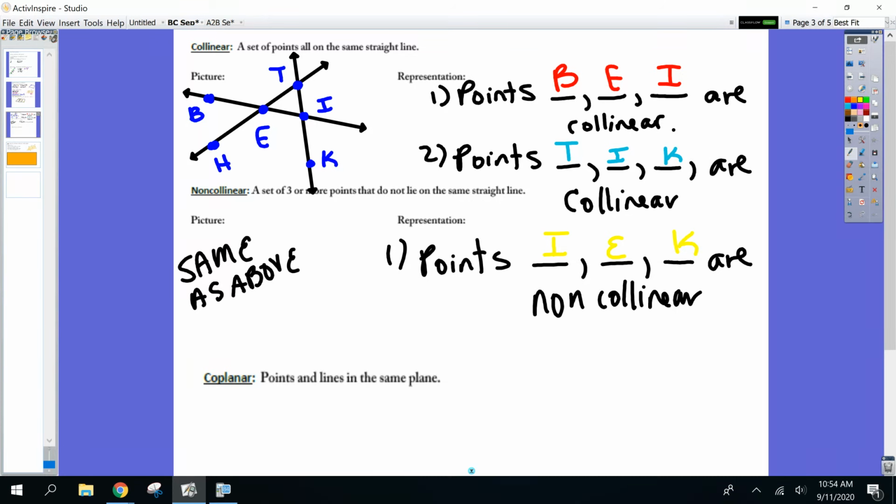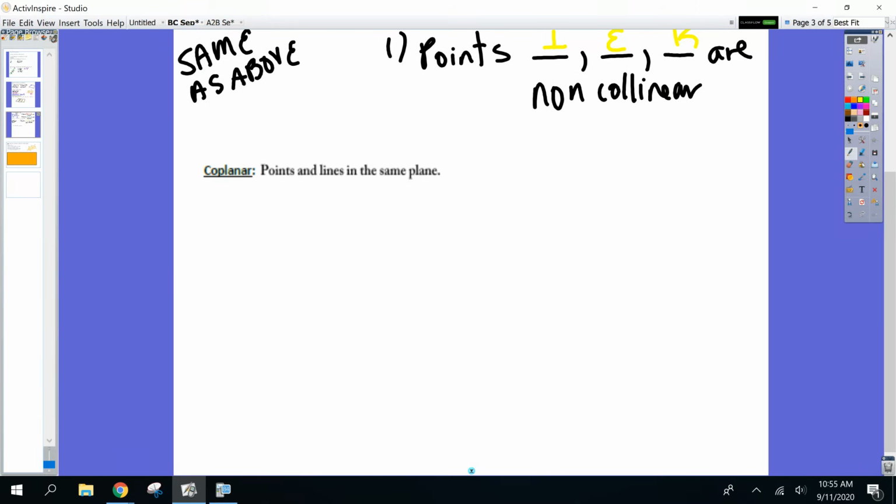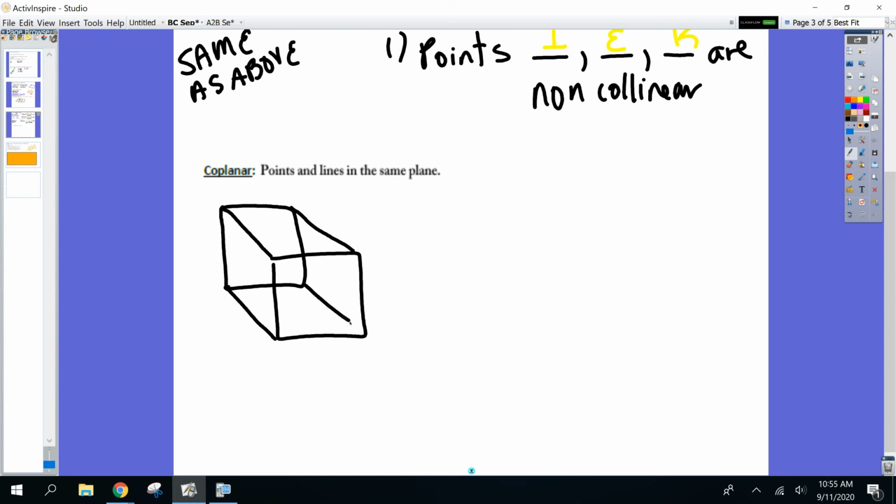All right, last vocabulary term for the day. Coplanar. Lines or points on the same plane. I'm gonna test your artistic ability here. I'm gonna draw a cube. Okay, we need a cube drawn here. This is about the only thing I do well as far as art goes. And we're gonna label all the points here.